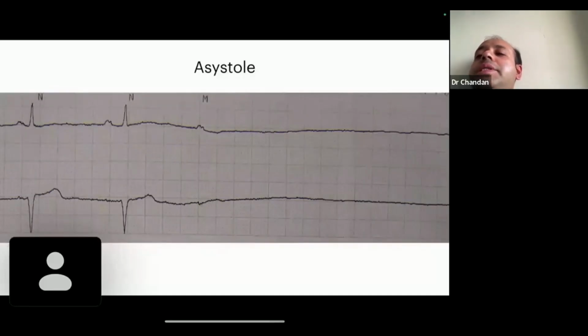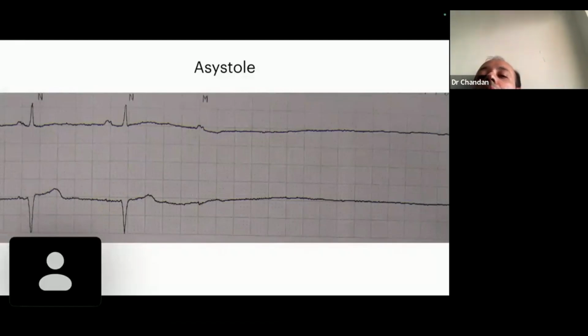And what about this? This is the asystole. The initial part of the ECG shows a kind of normal-like rhythm, or a PEA it could be, and then later on you see that there is no activity at all. So this kind of ECG is known as asystole, right?